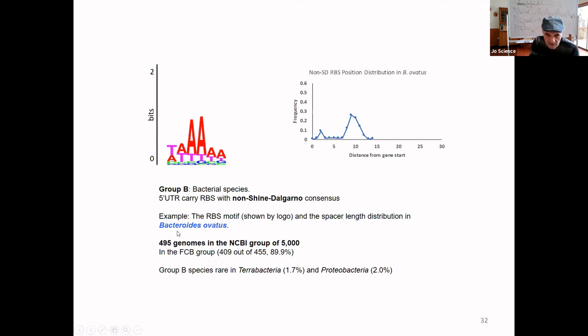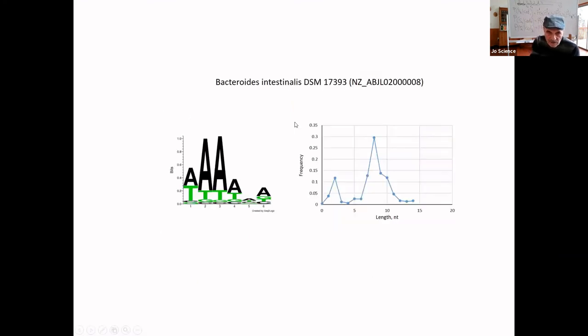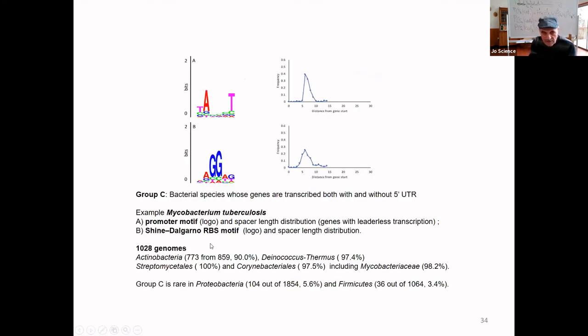Actually, this is frequent in bacteria which inhabit human guts. And in phage of such bacteria, you will see the same pattern for RBS, so that's no wonder. Now the species which have sometimes leaderless transcription, there could be promoters which are located in bacteria on the distance about 7 nucleotides from gene start. And the gene start is the start of transcription.